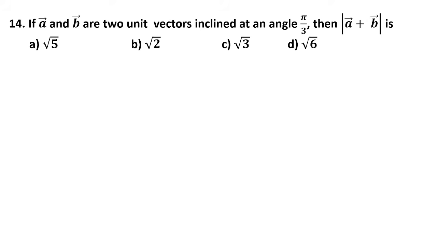Let us move on to question number 14. You have been given two vectors which are unit vectors. The angle between them is pi by 3. You have to find the magnitude of A plus B.